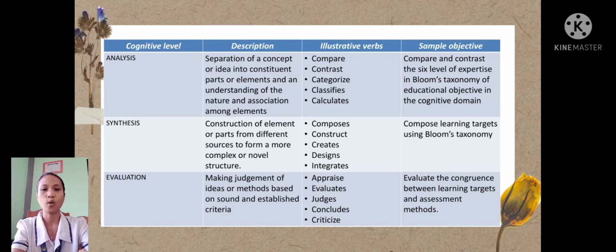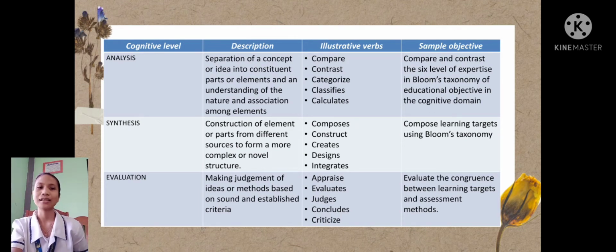Another cognitive level is synthesis. It is the construction of elements or parts from different sources to form a more complex or novel structure. The illustrative verbs that can be used are compose, construct, create, design, and integrate. An example of synthesis is: compose learning targets using Bloom's taxonomy of educational objectives.